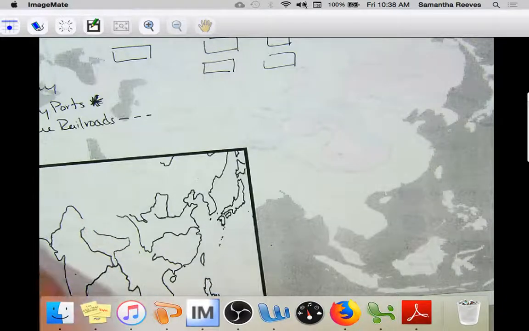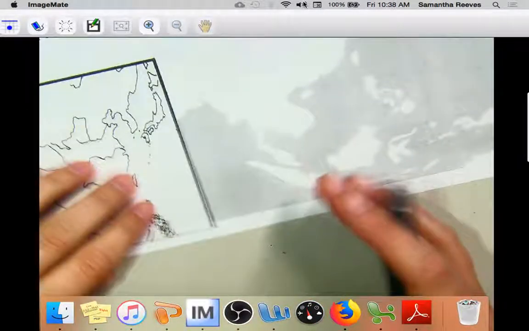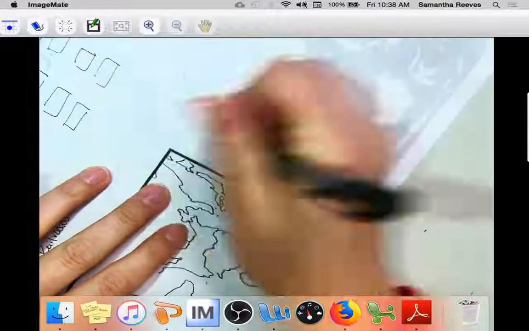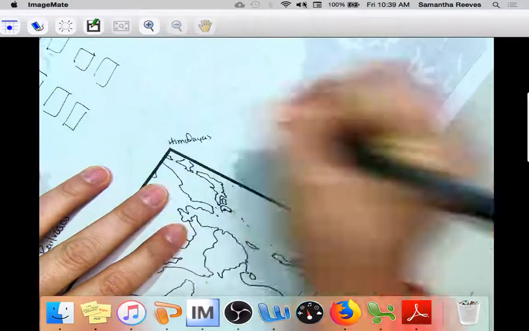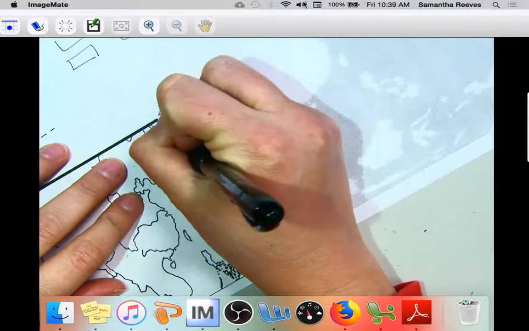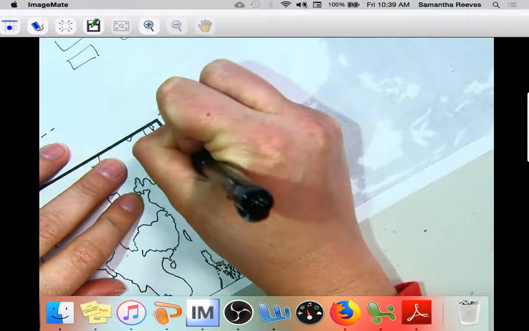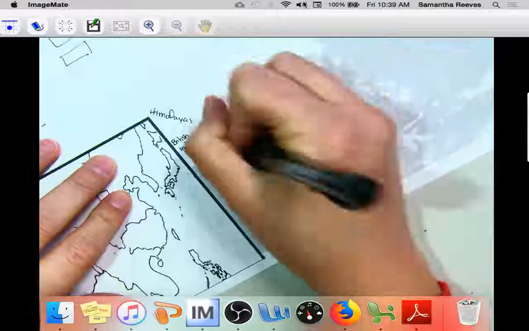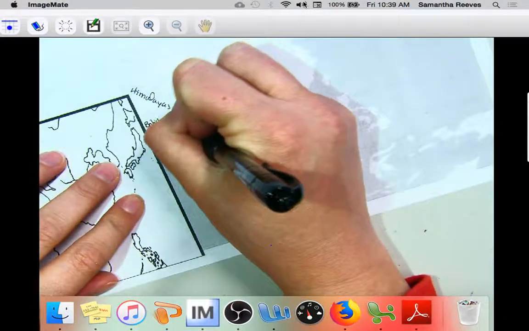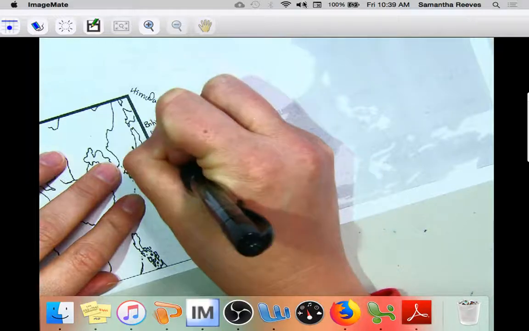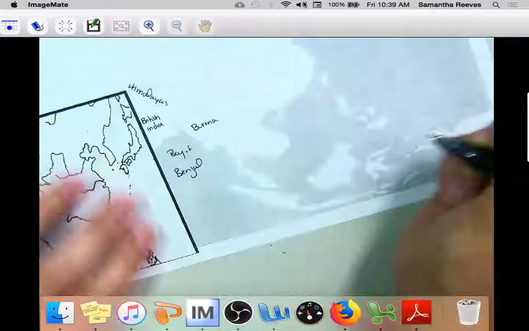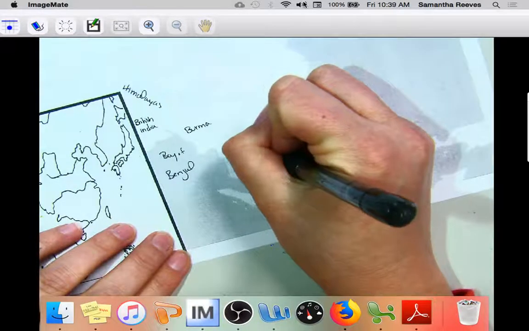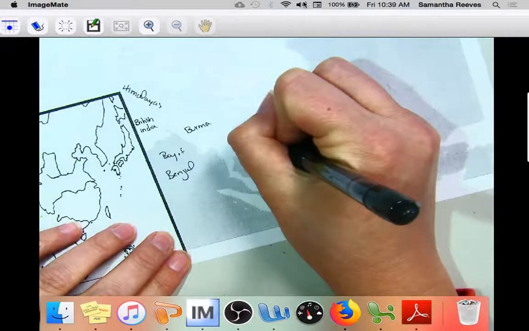Alright. Do the best you can. I'm looking for sincere effort. It doesn't need to be perfect. It just needs to be an attempt. Himalayas. British India. Burma. Bay of Bengal. Siam, French Indochina.